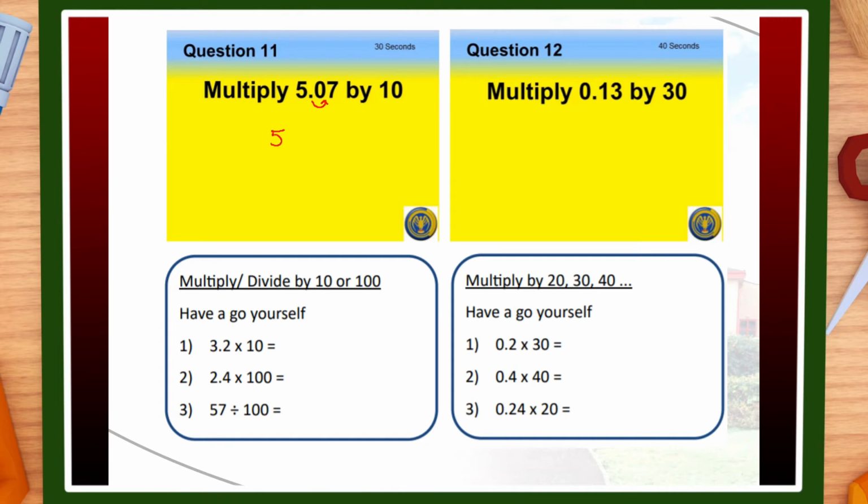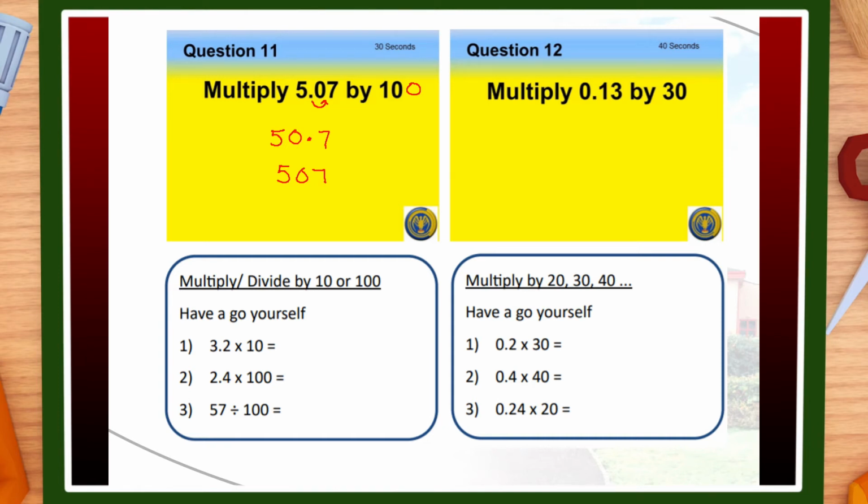So instead of being between the 5 and the 0, it's now between the 0 and the 7. If we were multiplying by 100, okay, we would move the decimal point twice. So it would move all the way to the end of the number, and the answer would be 507. Okay, you have a go now at the ones below there.